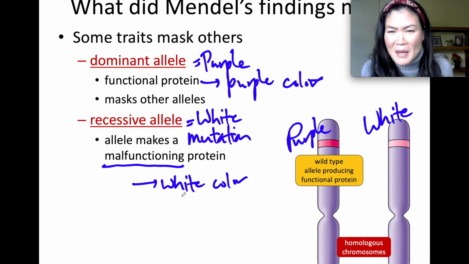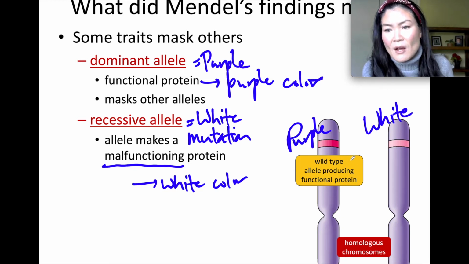And so it doesn't make the purple color protein. So it's going to be without color. It's going to look white to us. So I hope that makes sense. So that's what's going on with the purple versus white. The dominant allele is going to make the functioning protein, whereas the recessive allele is making a malfunctioning protein. It's not going to be purple, so it's not going to have a color. It'll just be white.